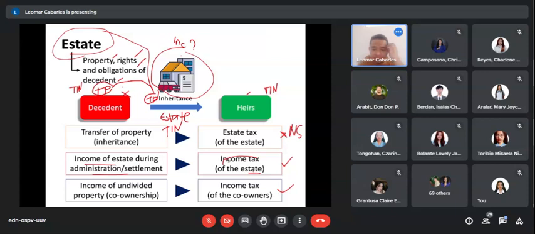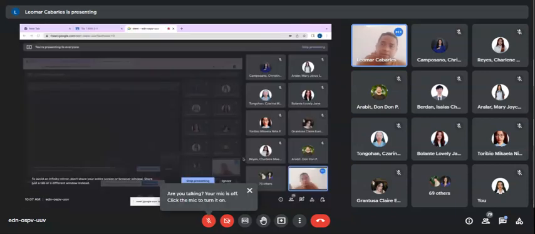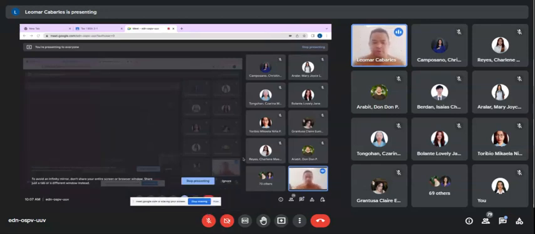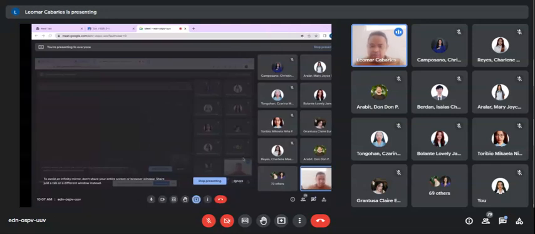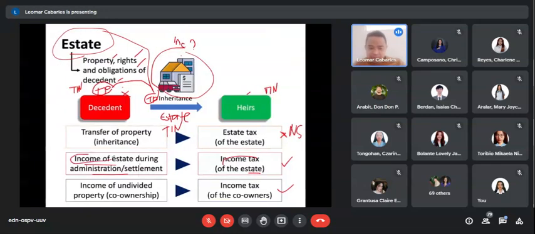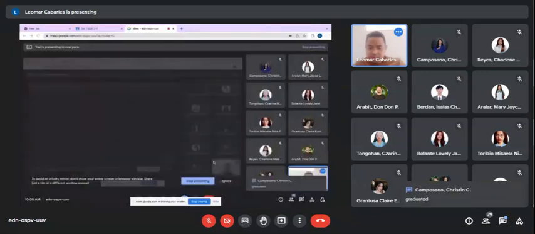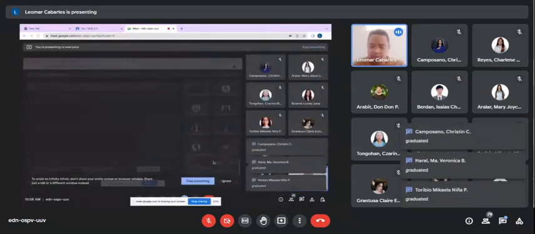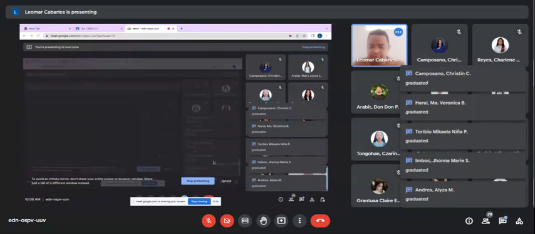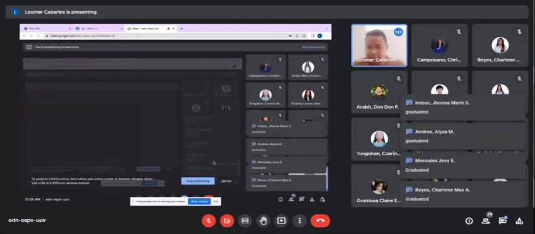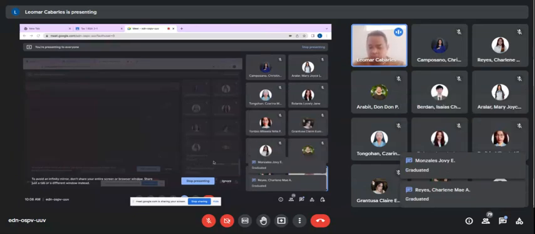Pero anong tax ang pag-compute mo? Paano mo kukumputin yung income tax niya? Should you use the graduated tax rates or should you use the regular corporate income tax? Pag kinompute mo yung income tax sa income na to ng estate, what should you use? Graduated or RC? Very good, very good. Graduated. Because individual taxpayer siya at hindi naman siya corporation.